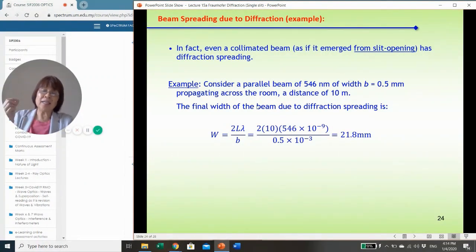Now, the quantitative example we're going to consider is a parallel beam of 546 nanometers, and it has a width of 0.5 mm. It propagates across the room, and that's 10 meters away. So the final width of the beam due to diffraction spreading, we're talking about the lateral width, is 2 multiplied by L, 10 meters, multiplied by wavelength, divided by the slit width, and that is 21.8. So from 0.5 mm, it becomes 21.8 mm at the wall of the room over there.